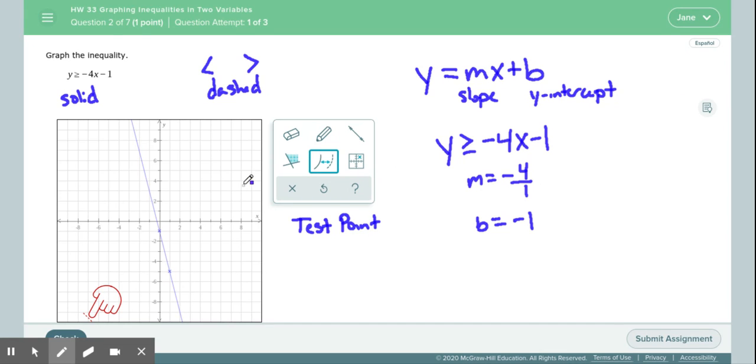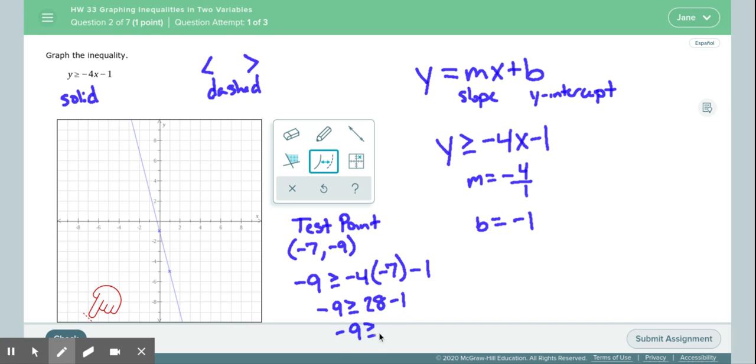All right, so for example, my hand's kind of pointing down here, so I'm going to go ahead and use this point right here. This point is at (-7, -9). You don't have to choose that point. You get to choose any point that you want that is not on this boundary line. So here I have (-7, -9), and I'm going to plug those into this inequality. So I'm going to replace my y with -9 is greater than or equal to -4, and then instead of writing x, I'm going to replace that with -7 and then -1. So this gives me -9 is greater than or equal to -4 times -7 is +28, and then -1.